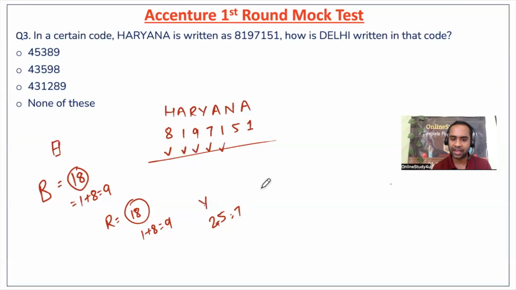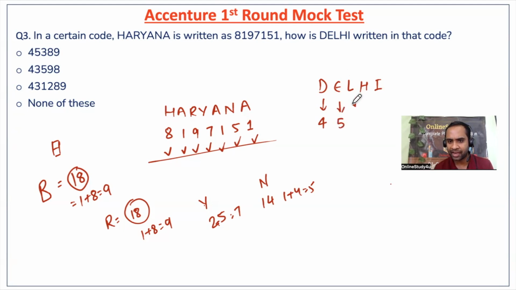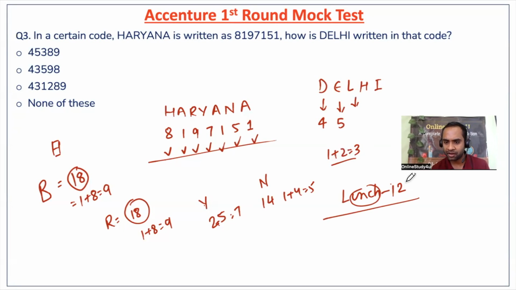And then A is 1. N. So November 14th, right? November 14th is what? Children's Day. So the position of N will be 14. 1 plus 4 will be nothing but 5 here, correct? And A is 1. Now you have to write the code for Delhi. So D is nothing but the fourth letter that you know. E is 5. L. What is L, friends? Lunch time is 12 p.m. So the code for L will become 12, and 1 plus 2. Basically, if we have two digits, then we have to add and then write.